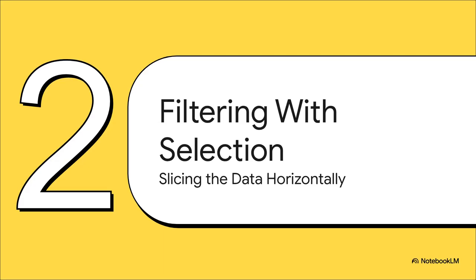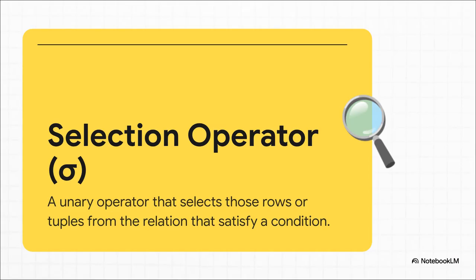Okay, so our first tool is all about filtering. I want you to imagine you have this giant spreadsheet in front of you. The selection operator, well, it's like taking a ruler and just slicing out the exact rows you're interested in. It's a perfect horizontal slice of your data. Now, the formal name for this is the selection operator, and you'll see it represented by the Greek letter sigma. Don't let the symbol scare you. This is simply our go-to tool for setting a condition. Think of it like a filter in Excel to pull out only the rows that match exactly what we're looking for.